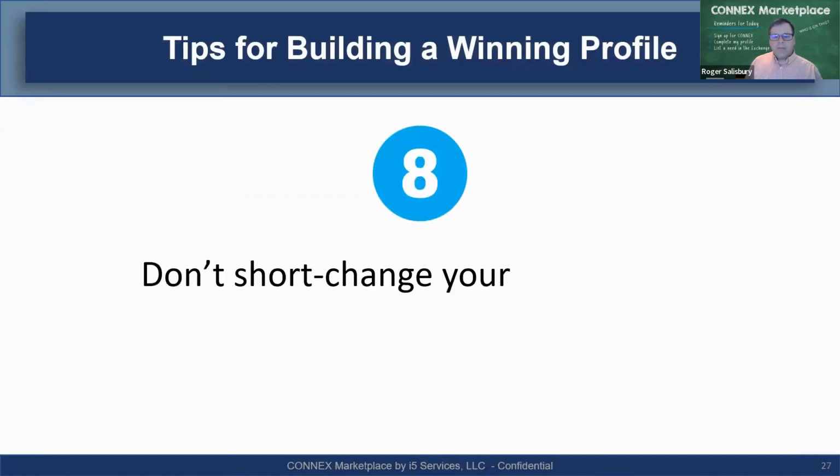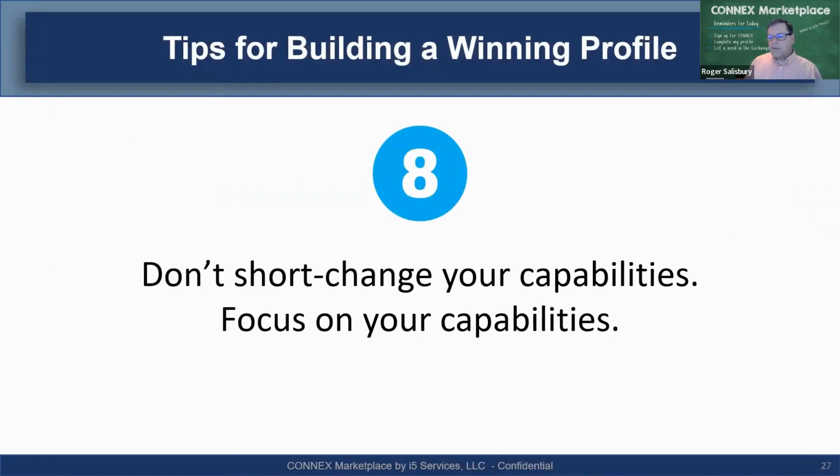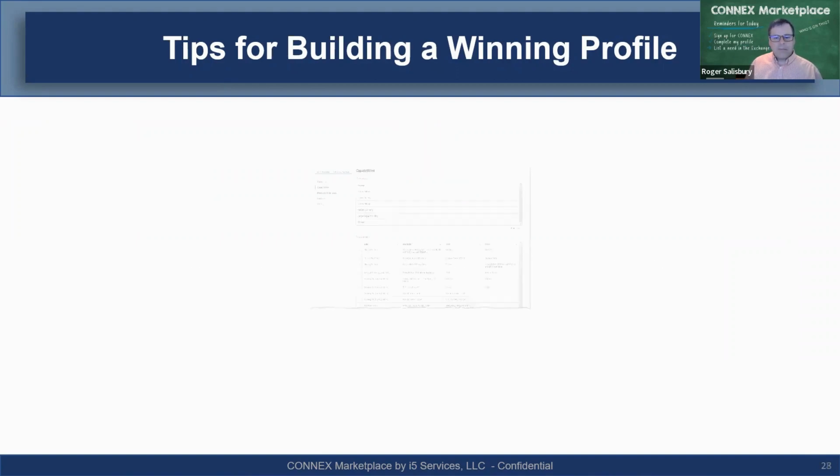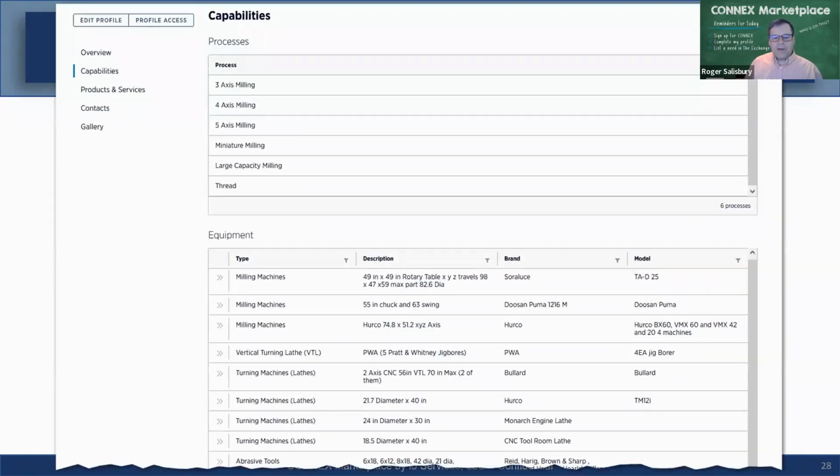Number 8, don't shortchange your capabilities. Really focus on your capabilities. I put this in as one item, kind of the tip number 8. But really, this could justify a webinar in and of itself. So I really want you to focus on the capabilities section. There are 6 subsections under capabilities. Combined, they attribute to more search matches than any other type of section in your profile. So be sure you spend some time in capabilities.